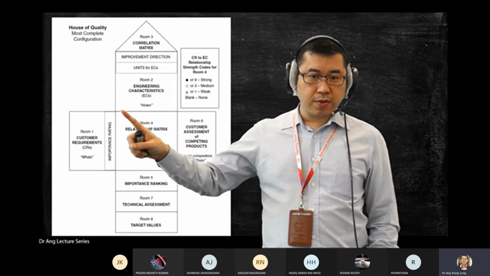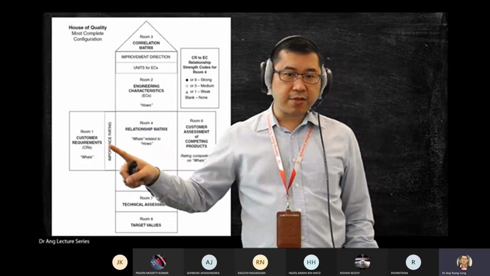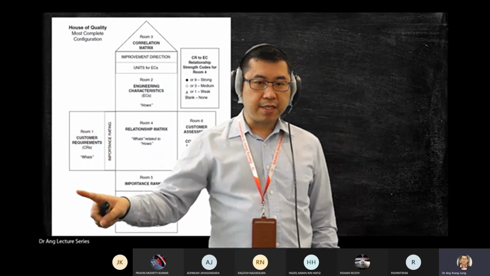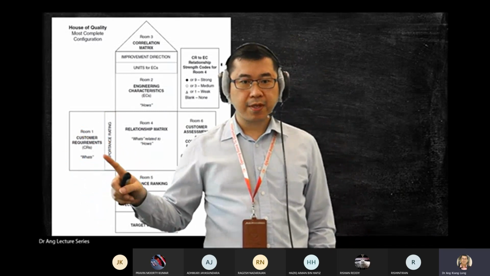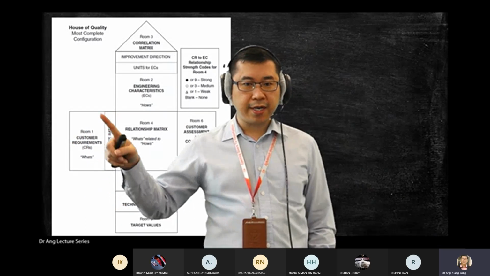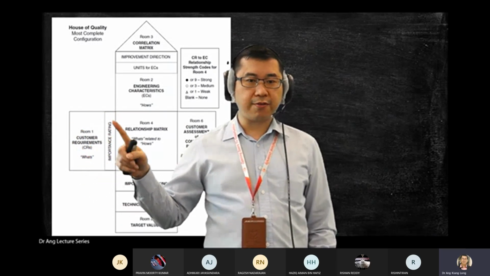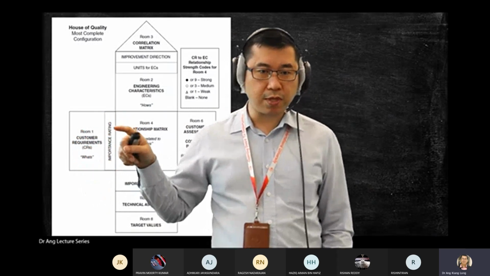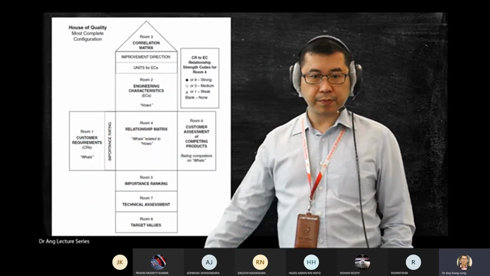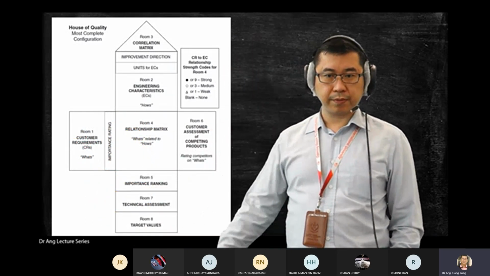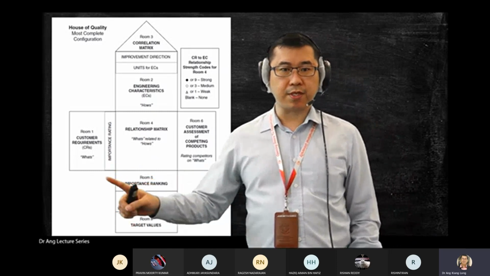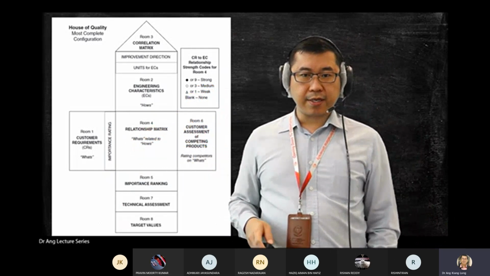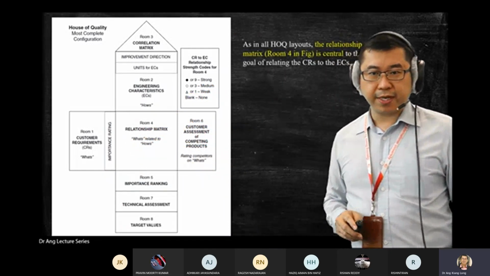So on the left hand side of the house, you have room number 1 where you look at customer requirement. This is what the customer wants. And how do you get this component? You get it from the online survey. So again, design your Google survey questions carefully. All right, so this is number 1, room 1. I think we'll go room by room.